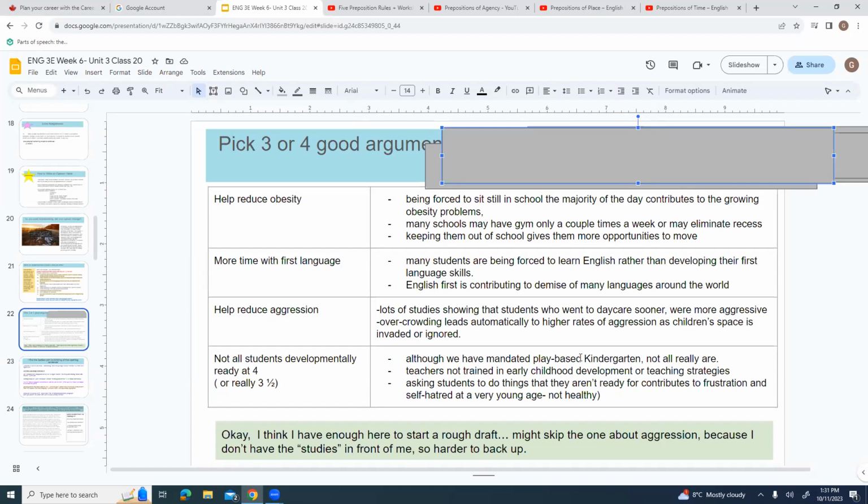Asking students to do things that they aren't ready for and literally cannot do yet contributes to frustration and self-hatred at a very young age, which is not healthy. Okay, so I think I've got enough here to start a rough draft. I might skip the argument about aggression because I don't have the studies in front of me, so it's harder to back up. So this is still really my pre-writing. I haven't made the rough draft. So I've done a whole bunch of work before I even got to the rough draft. But the thing is, doing all that is going to make that rough draft go so much smoother.